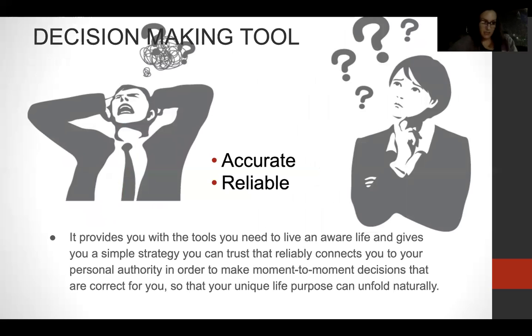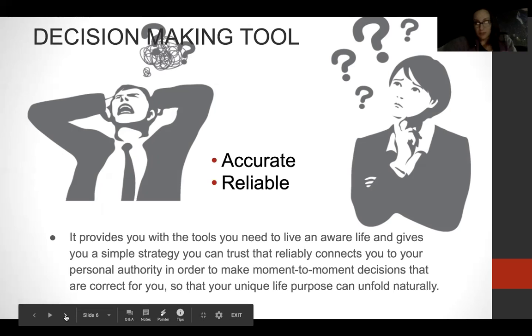One of the base things that we look at when we look at human design is that we are going to utilize it as a decision-making tool. When you understand it, it is accurate and it is reliable. It provides you with the tools that you need to live an aware life and gives you a simple strategy that you can trust, that reliably connects you to your personal authority in order to make moment-to-moment decisions that are correct for you so that your unique life purpose can unfold naturally.